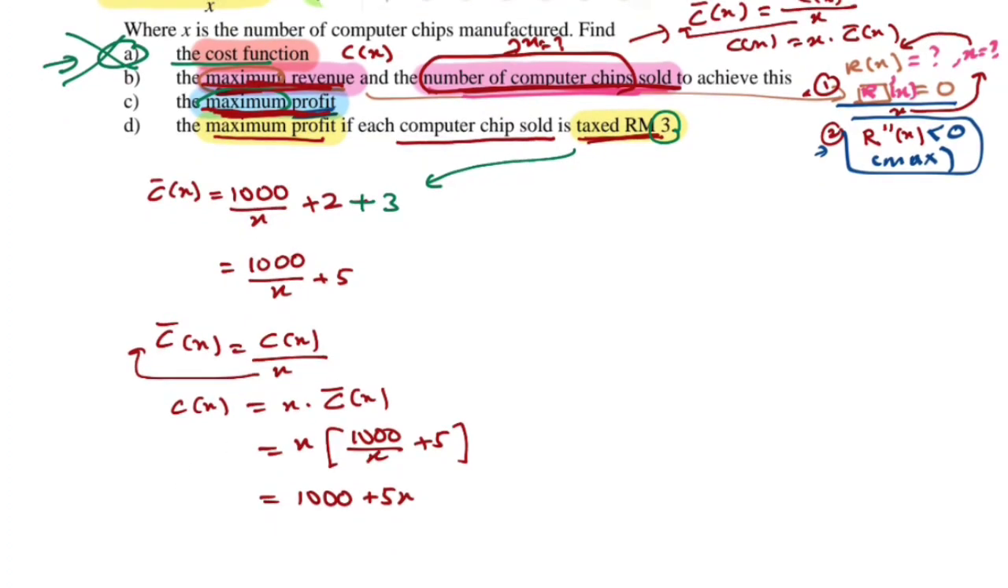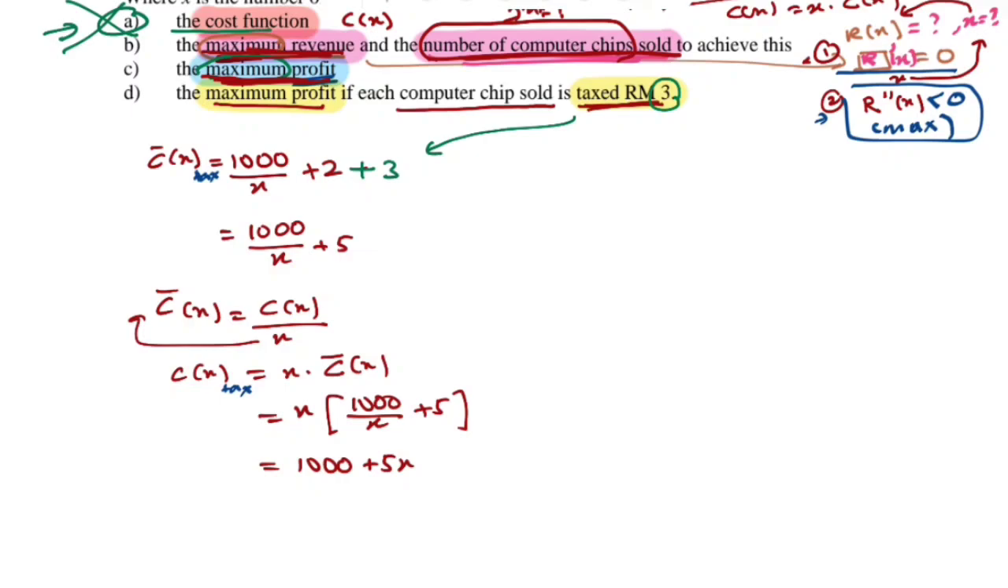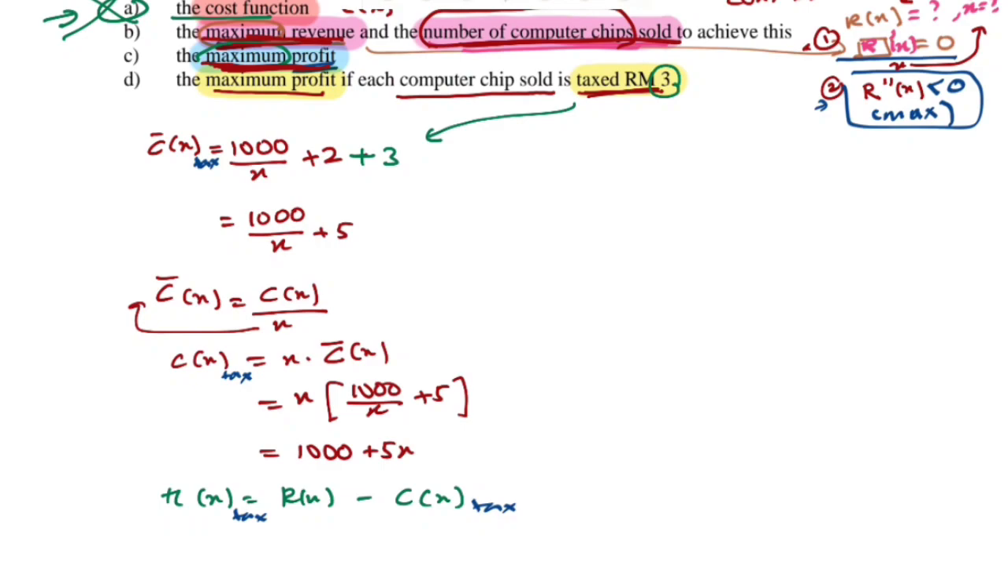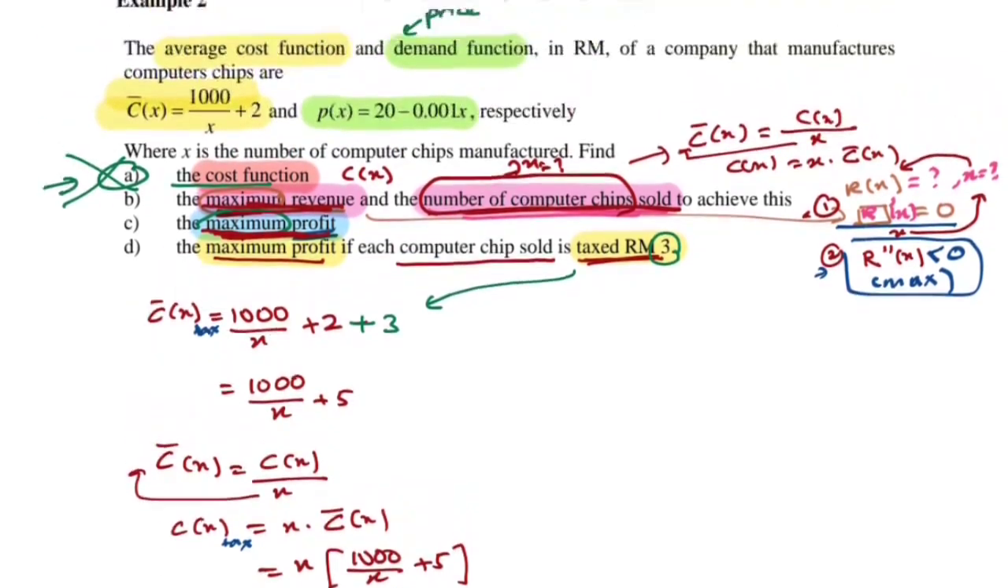I'm going to add a subscript of tax underneath the cost function, which refers to the new cost function, so that you don't get confused with the cost function in A. The question wants you to find the profit function. So to find the profit function, we know that the formula is the revenue function minus the cost function, but with the tax. So the new cost function with the tax will be obtained from this formula, but the revenue would still be the same function as before.